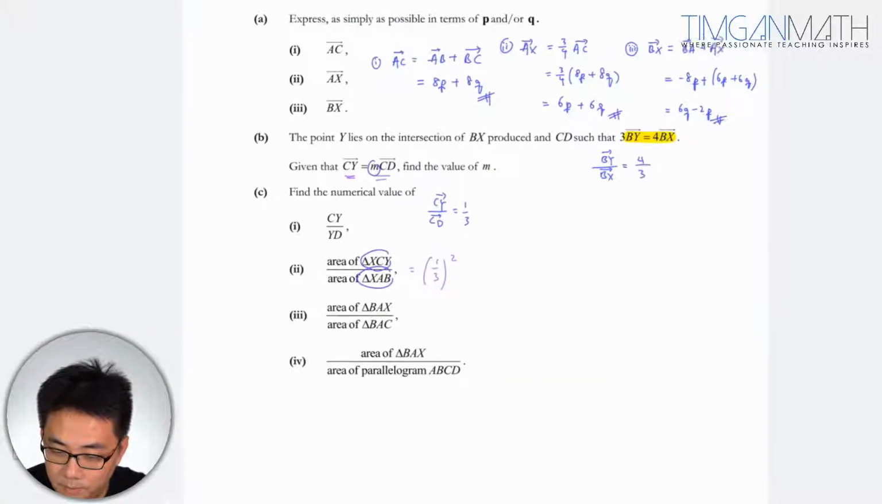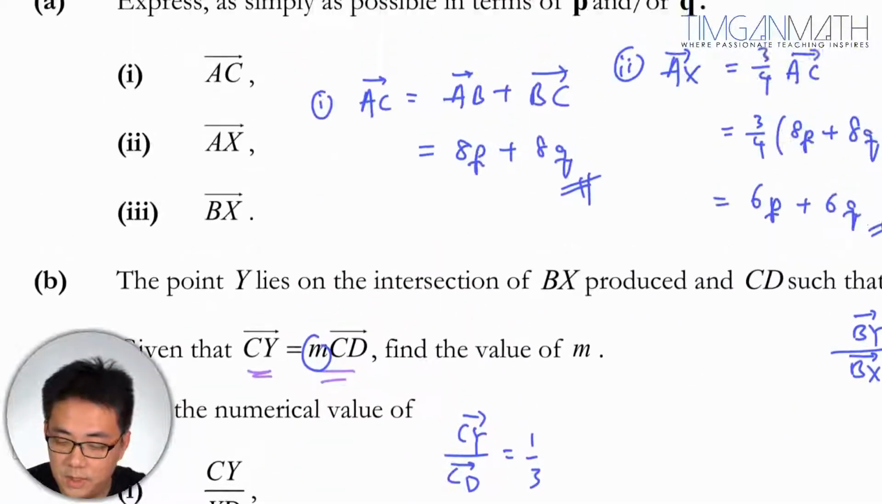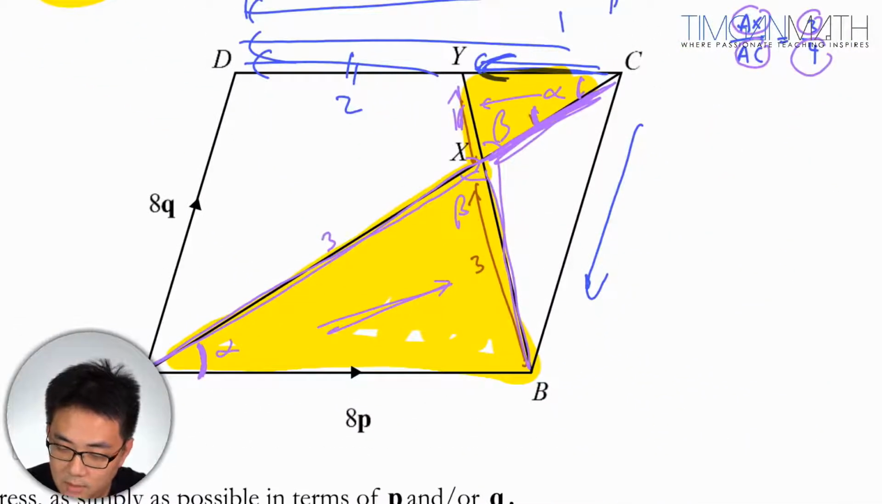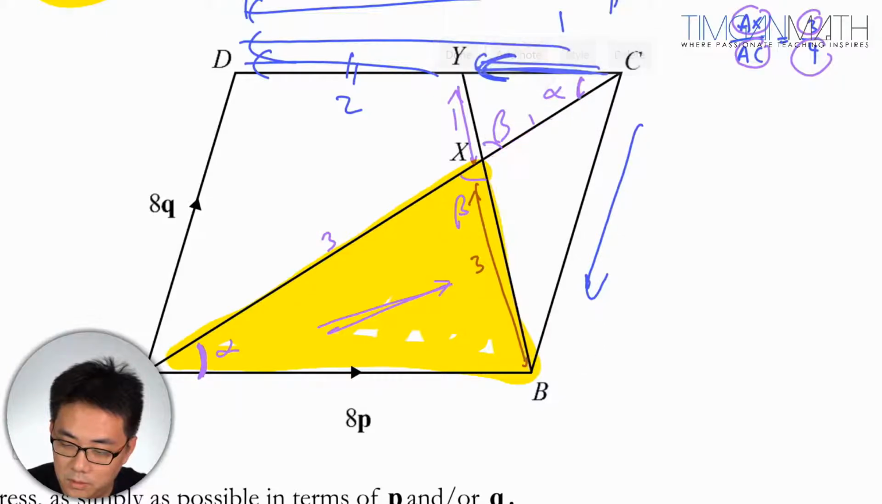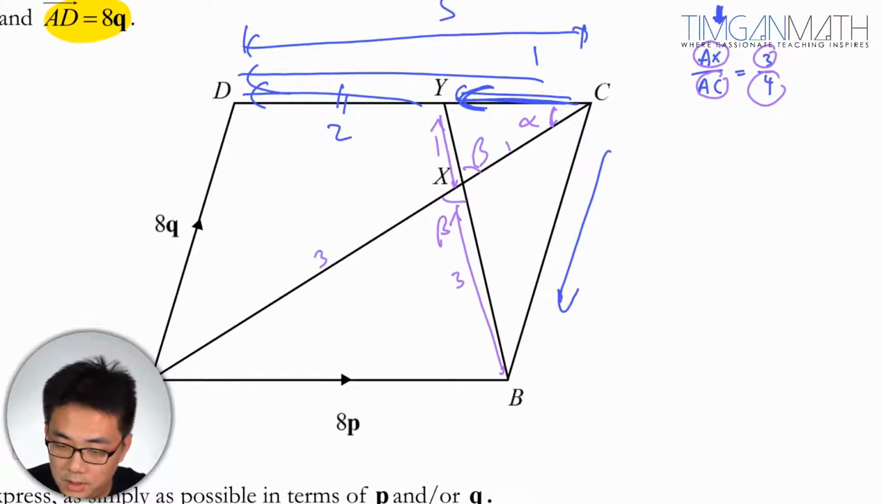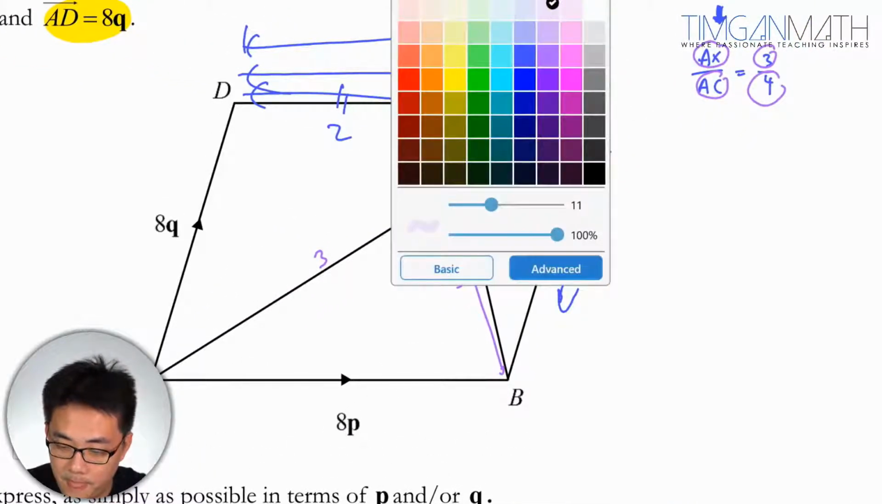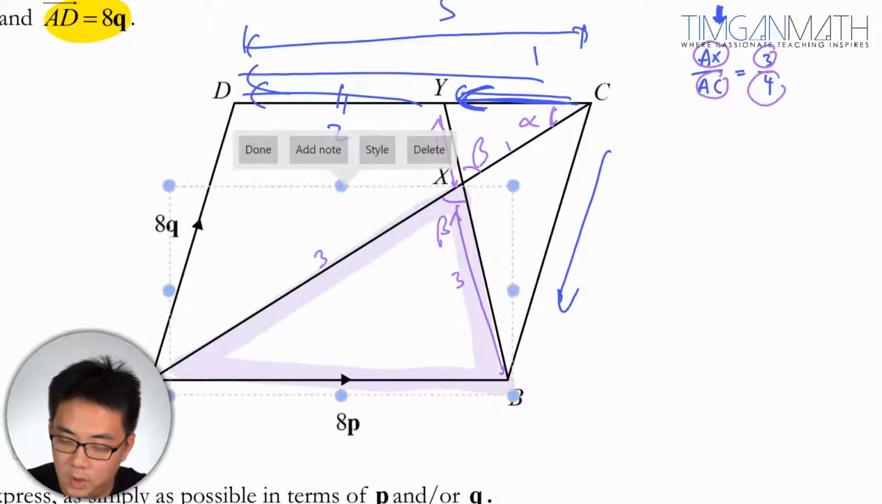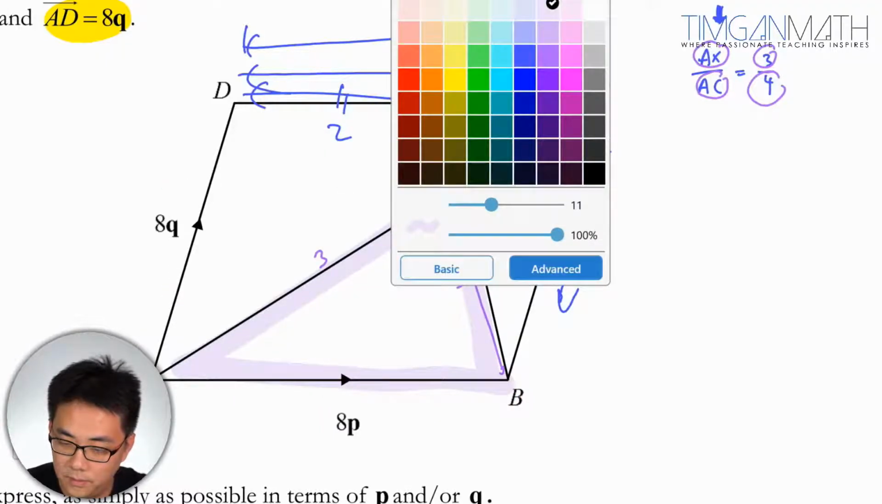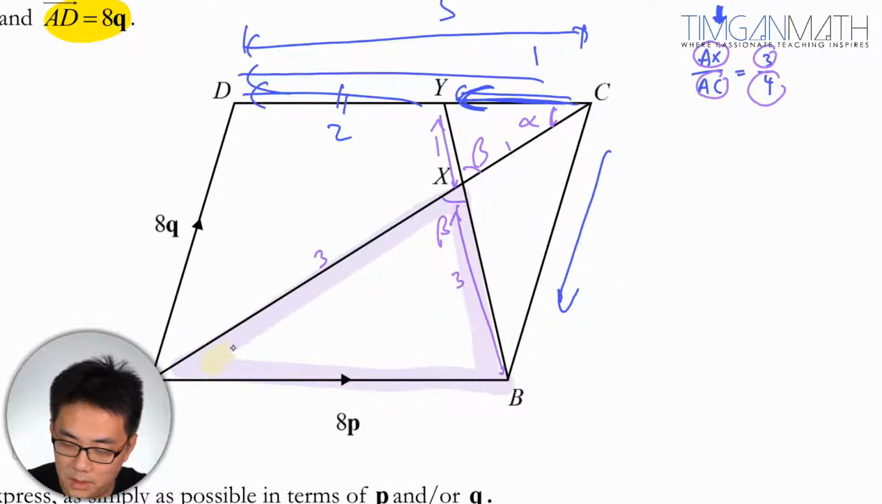Then part 3, we're going to look at the area of BAX to BAC. BAX, okay, I'm going to shade it also. So let me just remove what I did just now. BAX to BAC. So BAX will be here. BAX to BAC. Oh, the outer layer here. Okay, great. Okay, this outer layer here.